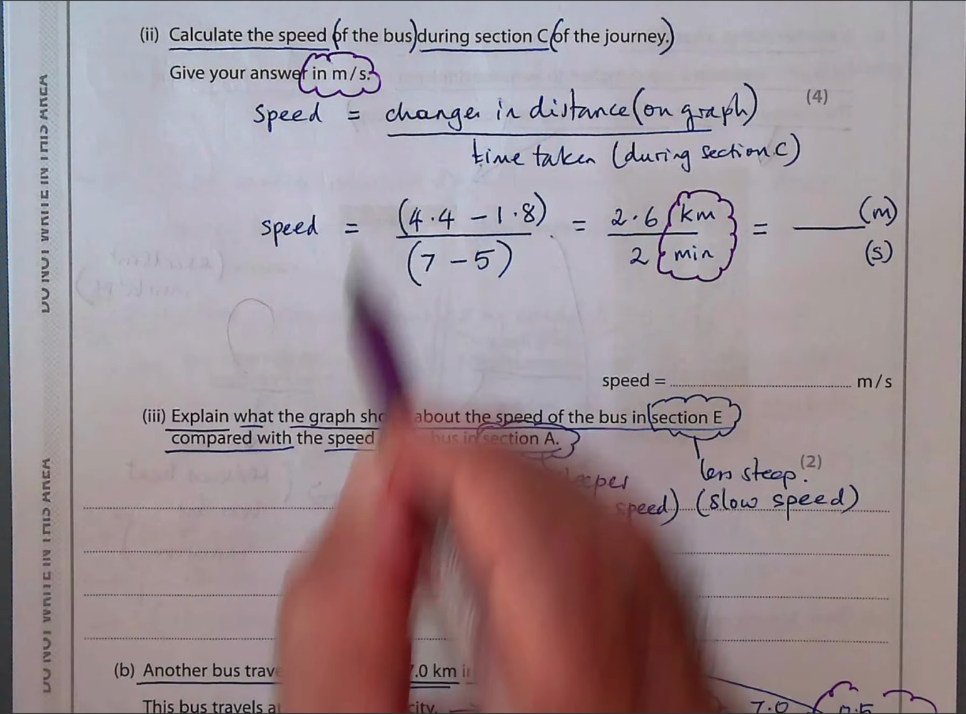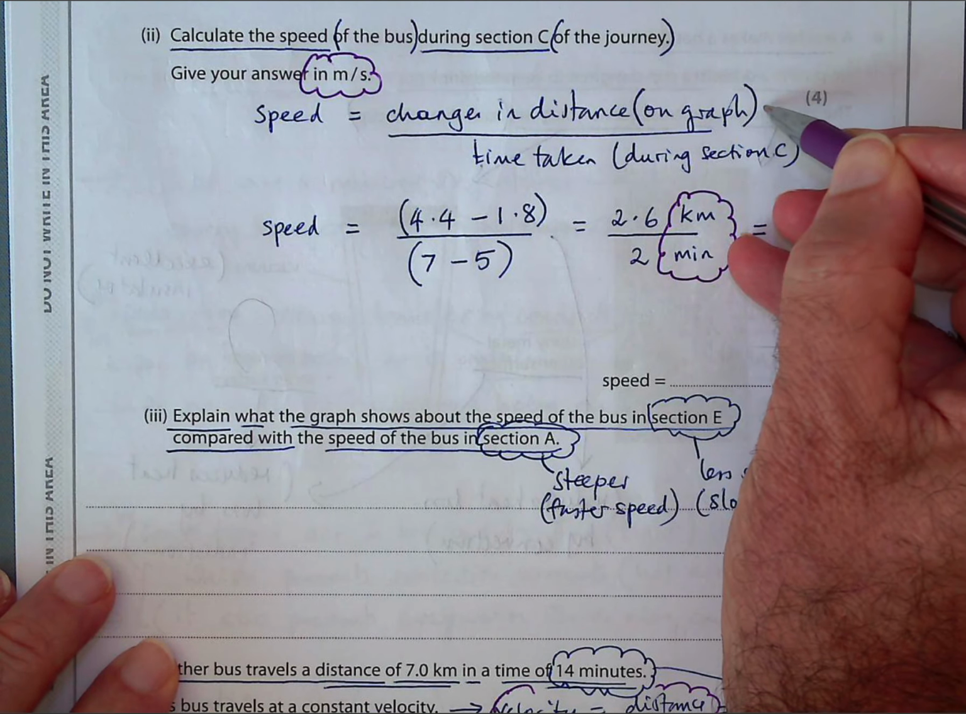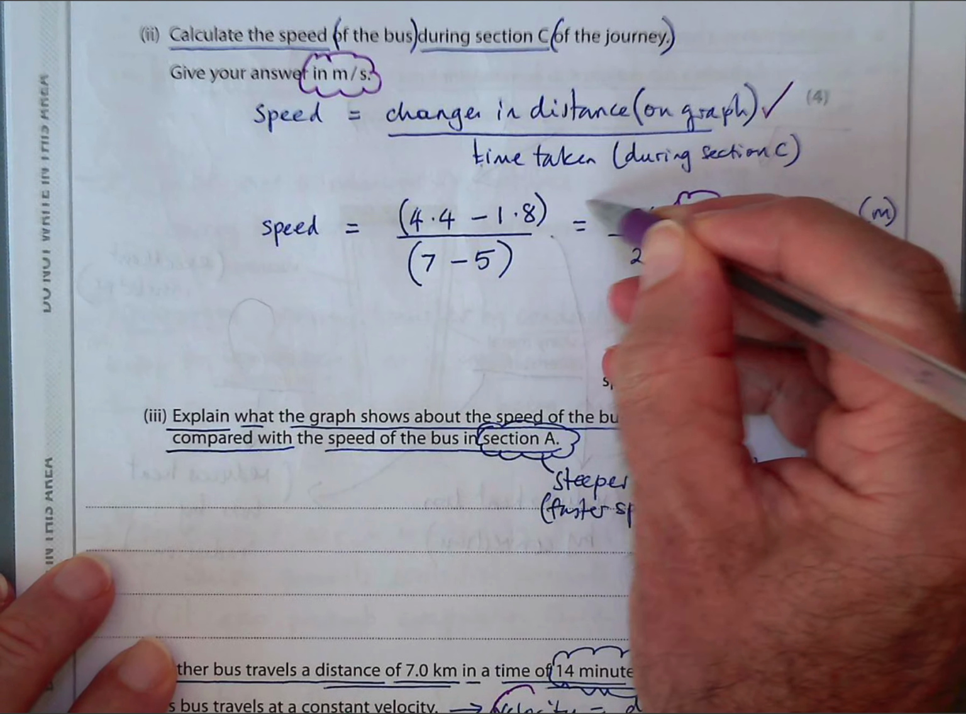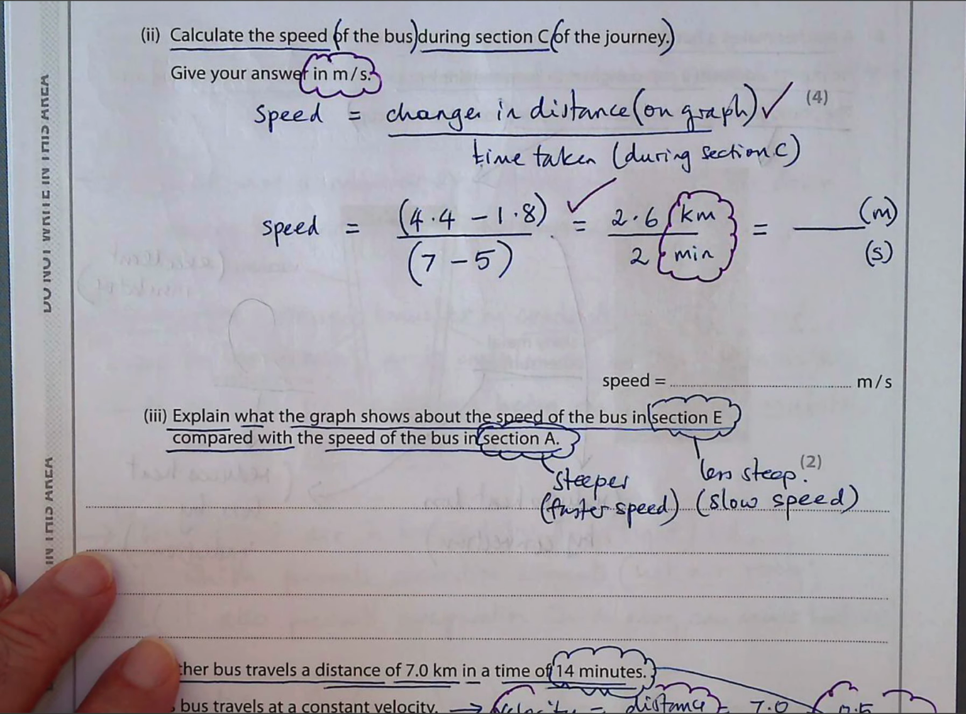So when you go back to it, you'll see that that's what I did on the graph. So I think that doing that on the graph will give me 1 mark. Putting the values in like I've shown on the graph will give me a second mark, and then the answer 2.6 over 2 minutes will give me a value.